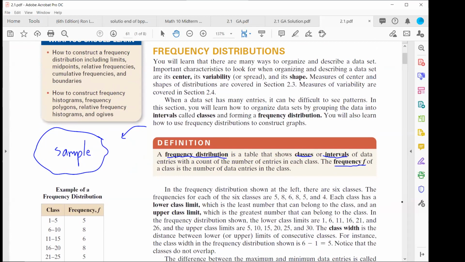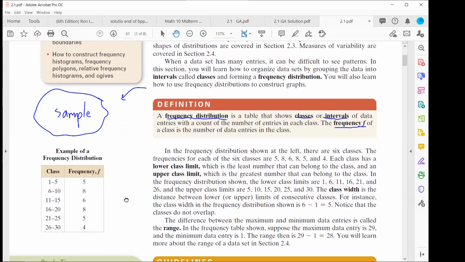So frequency is nothing but counting or repetition of your data. How many times, for example, number 5 is repeated in your collection? How many times number 7 is repeated in your collection? How many times number 49 is repeated in your collection, and so on.